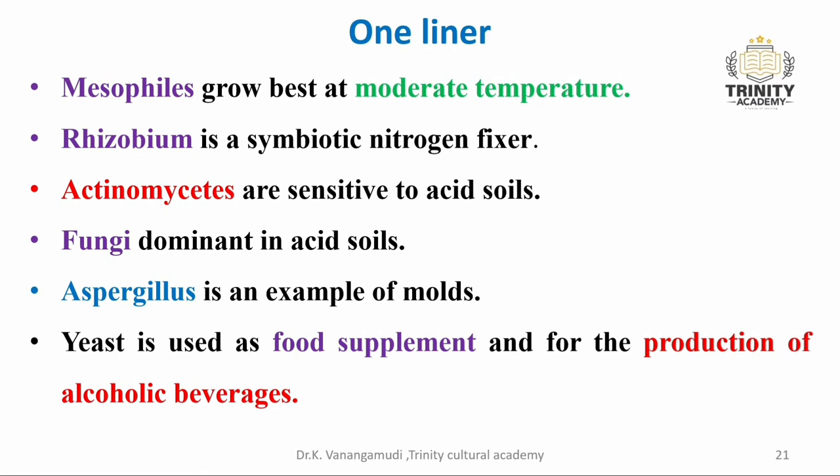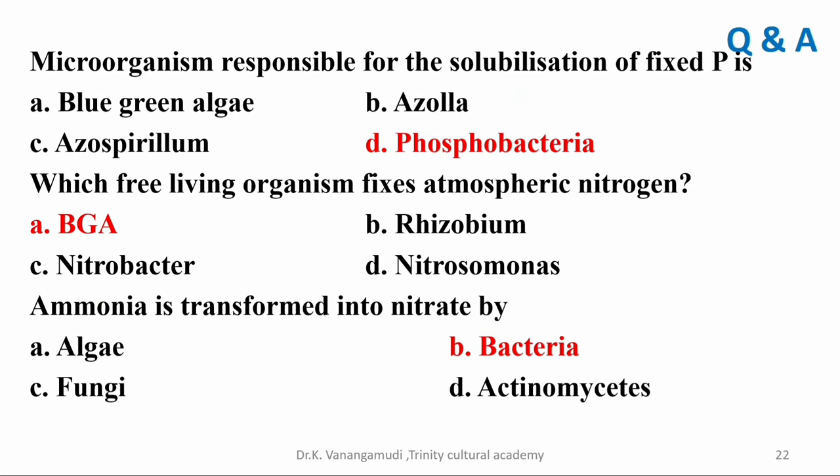The last part of this presentation is question and answer. Microorganisms responsible for the solubilization of fixed phosphate are phosphobacteria. Which free living organism fixes atmospheric nitrogen? The correct answer is A, BGA, blue-green algae. Ammonia is transformed into nitrate by, option B is the correct answer, that is bacteria.